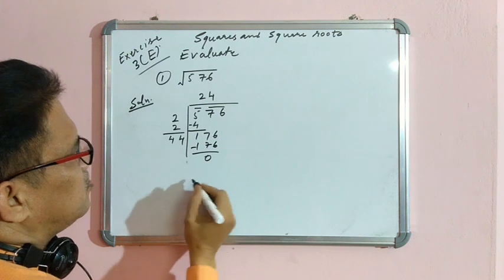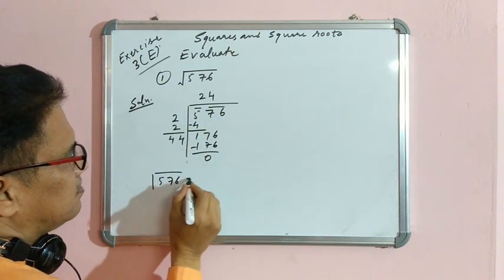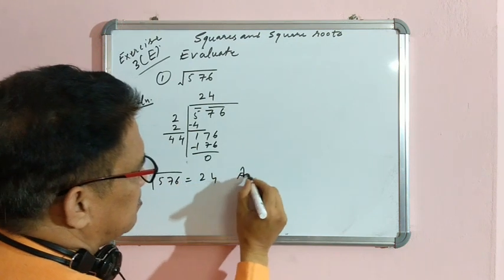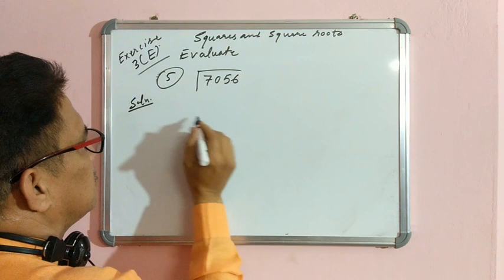So remainder is 0. This is a perfect square. So we have the square root of 576 is equal to 24. Answer: 24.